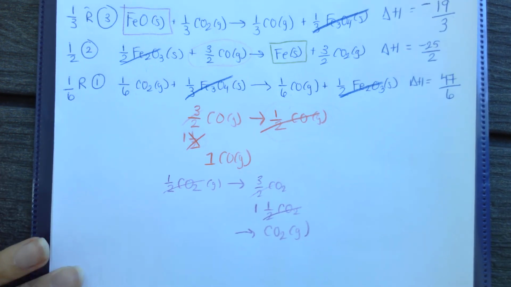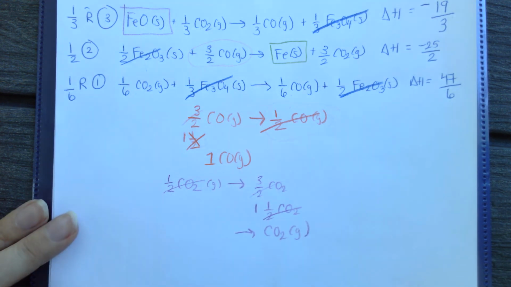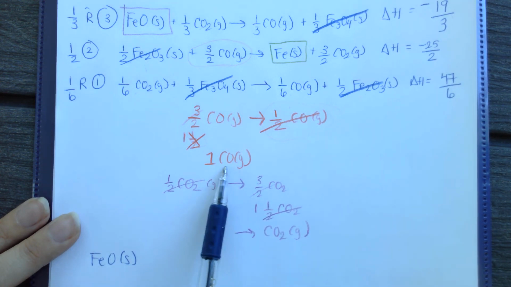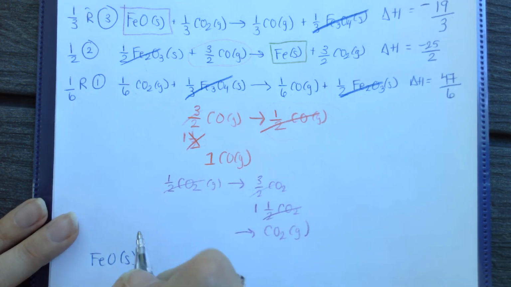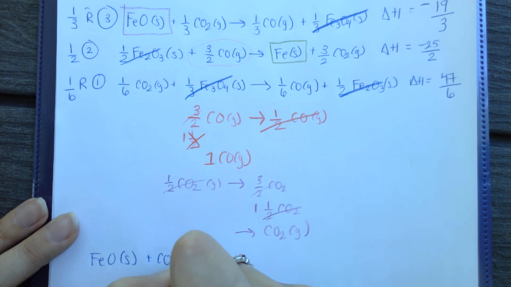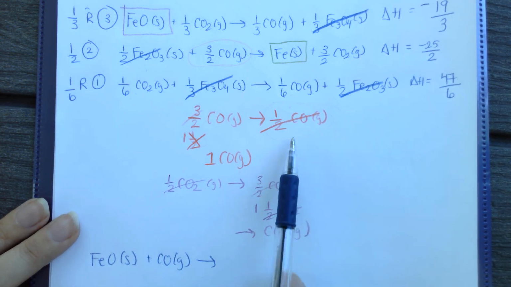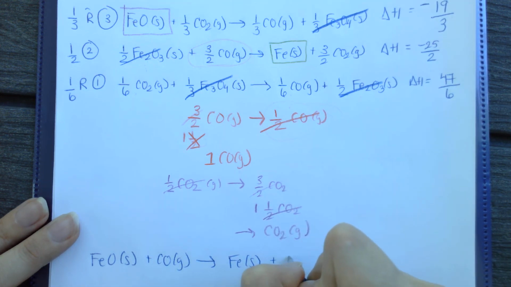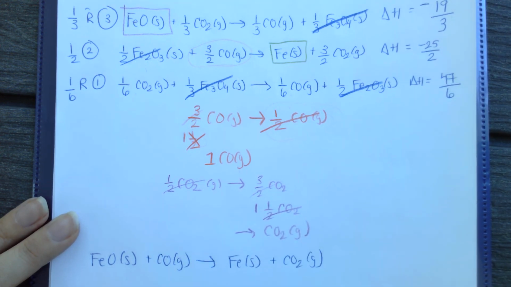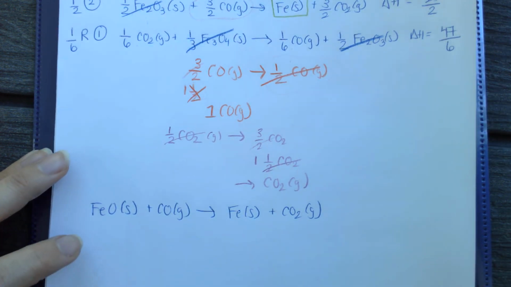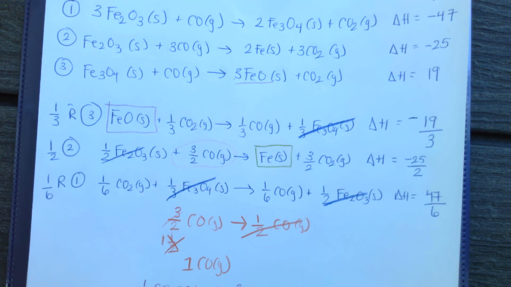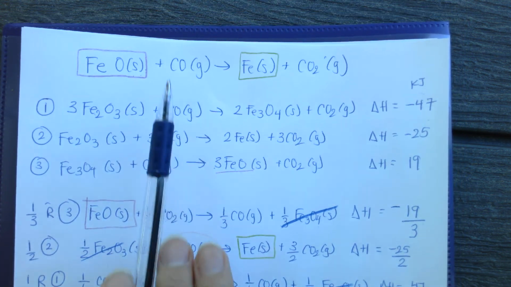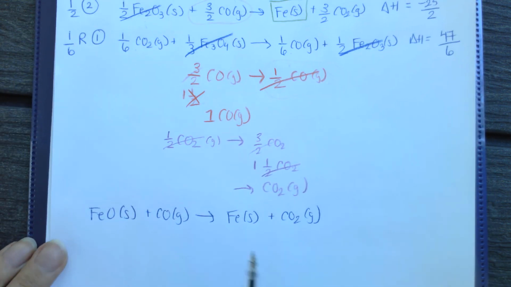Okay, so if we now combine all of this together, we have our FeO. Okay, we said 1 CO gas remains on the reactant side. So we have our arrow. Then on the product side, we have our iron. And then we said we had 1 CO2 gas that remains on now the product side. Okay, so we did it. Everything magically canceled. We got this is the same as this.